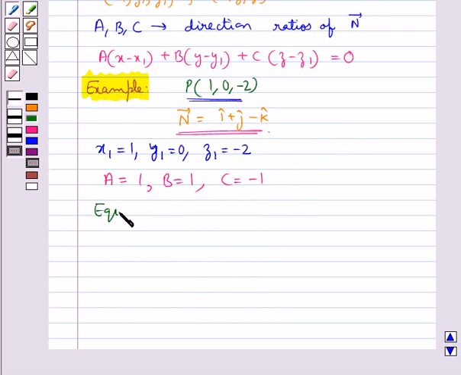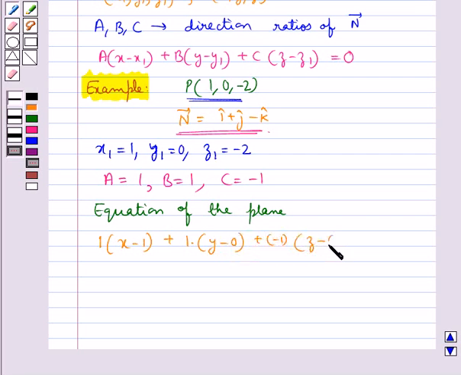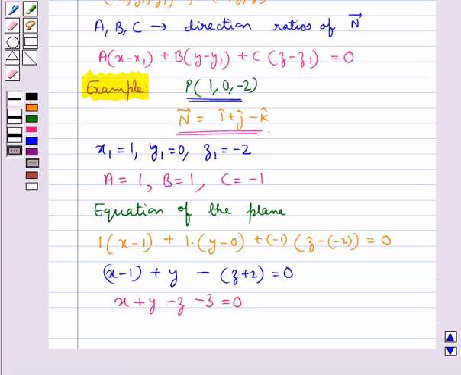So the required equation of the plane that passes through this point P and is perpendicular to the vector n is given by A into x minus x1 plus B into y minus y1 plus C into z minus z1 equal to 0. That is, we have x minus 1 plus y minus z plus 2 equal to 0. That is, finally we get x plus y minus z minus 3 equal to 0. This is the required equation of the plane.